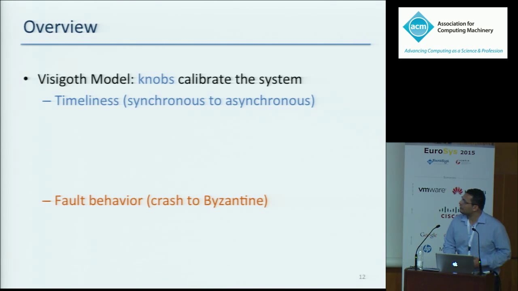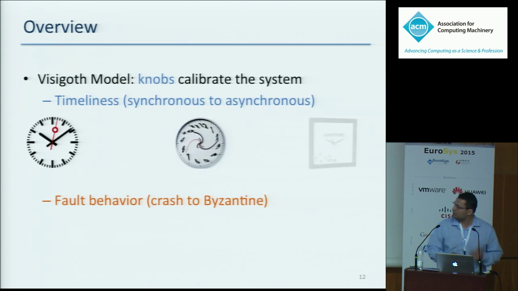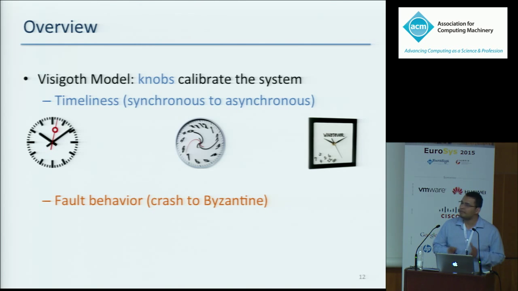The Visigoth model enables you to calibrate the system according to the environment guarantees. Regarding timeliness, it allows you to capture strong guarantees, such as the synchronous system, which has a very tight deadline that should be met. But it is also able to capture full asynchrony, when you have no guarantees whatsoever. And it also captures a middle ground with different levels of partial synchrony.